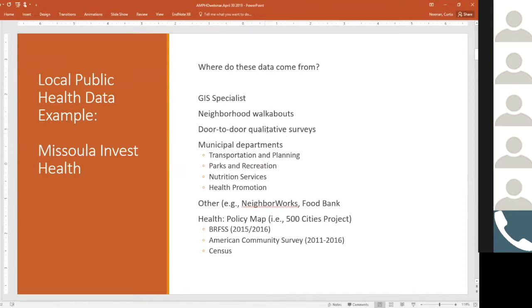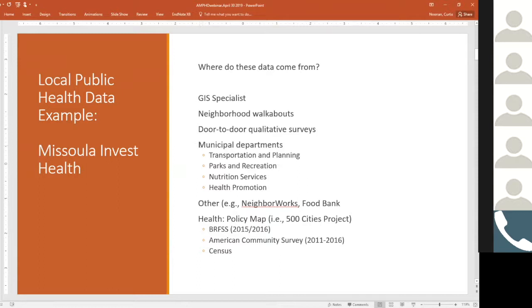They also did door-to-door qualitative surveys, and they did that in collaboration with one of our community health classes here at the university, led by Annie Sontag. So they gathered qualitative information about people's reflections on their neighborhood and barriers to engaging in physical activity or healthy behaviors, et cetera. So that was another piece of their data.